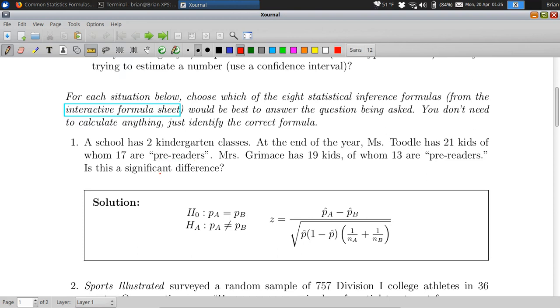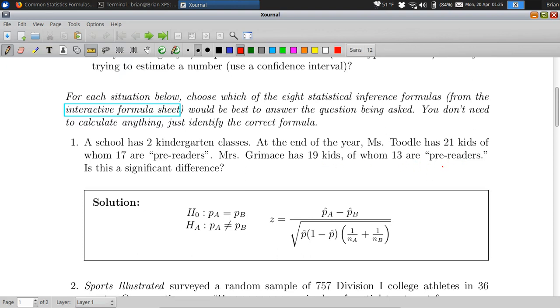So in Mrs. Toodle's class, 21 kids are in the class and 17 are pre-readers. And then in Mrs. Grimm's class, only 13 out of the 19 kids have reached the pre-reader stage. So is that a significant difference? So run through the questions real quick. All right, first, what kind of data is this? Is this categorical data that you could divide into successes and failures? Yes, definitely. A pre-reader is a success.